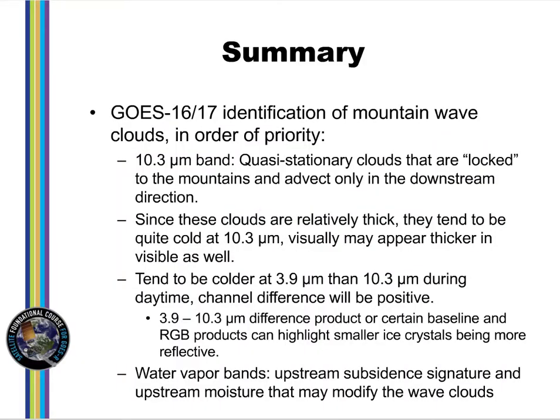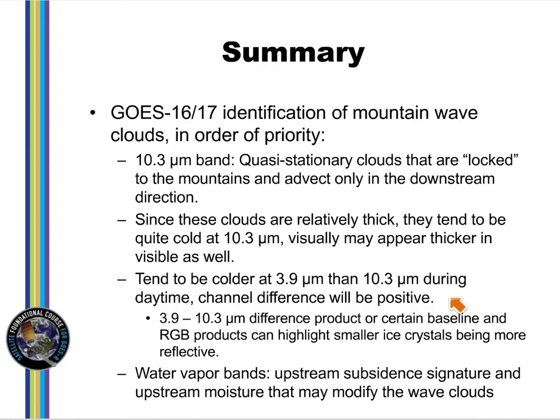In summary, when using GOES-16 or 17 to identify mountain wave clouds, right at the top of your list should be the 10.3 micron band. You're going to look for quasi-stationary clouds that are locked to the mountains and advect only in the downstream direction. Since these clouds are relatively thick, they tend to be quite cold at 10.3 microns, and visually may appear thicker in the visible band as well. They tend to be colder at 3.9 microns than 10.3 microns during the daytime. Therefore, the channel difference will be positive.